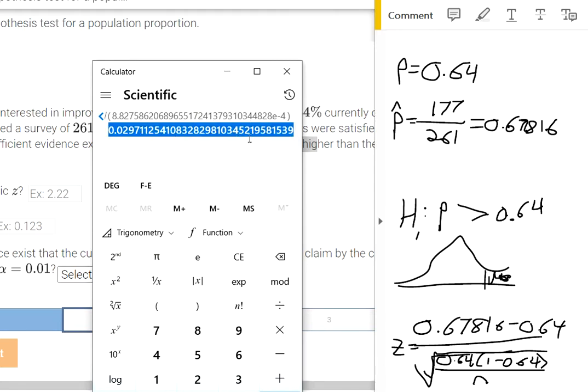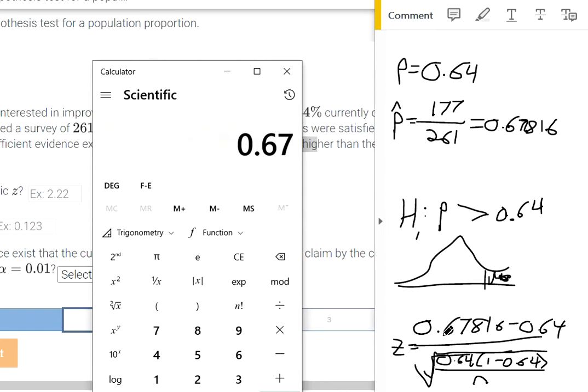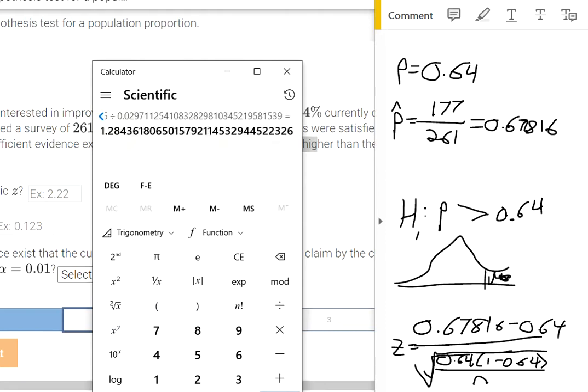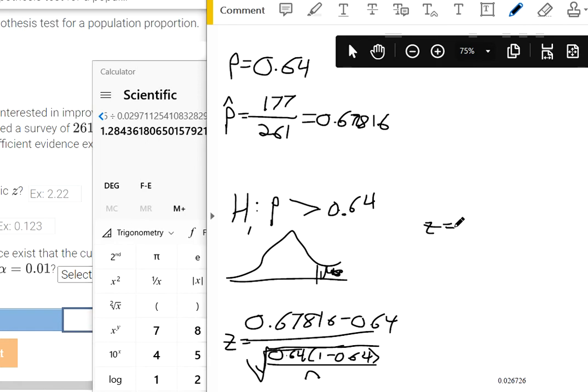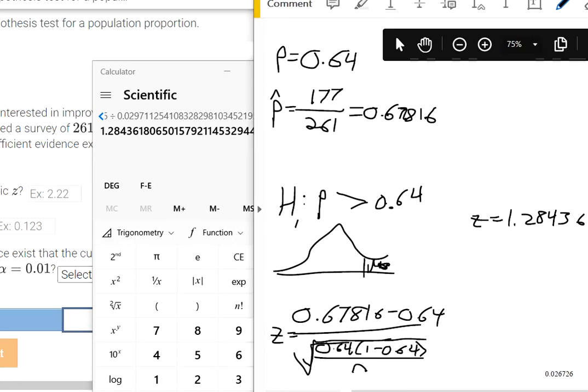Let's copy this, and now we can do the numerator: 0.67816 subtracted by 0.64. Divide by the denominator. So we got a z-score of 1.28436. So that's what we want to use.